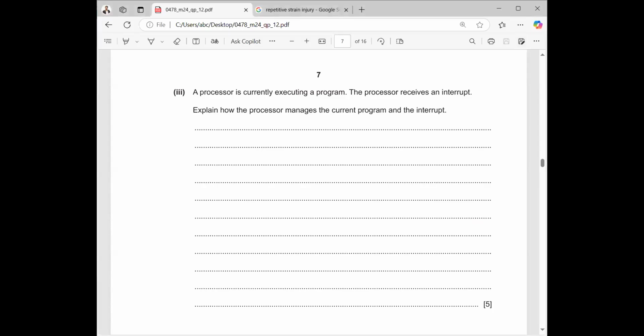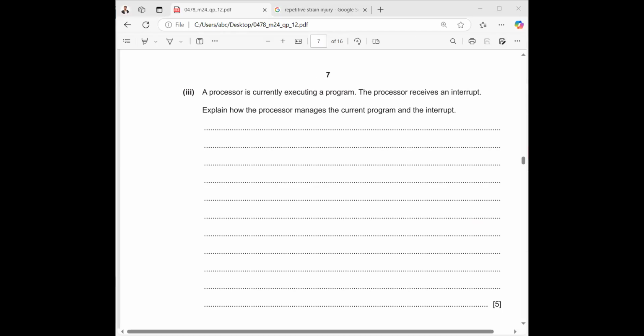Admin is telling you that a processor is currently executing a program. The processor receives an interrupt. Explain how the processor manages the current program and interrupt. All right, so you need to answer this for 5 marks. Do you have any answers in mind?